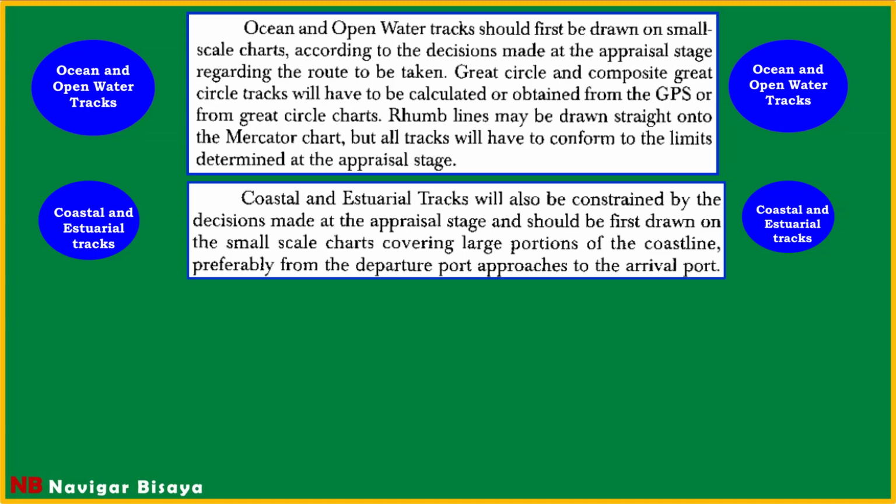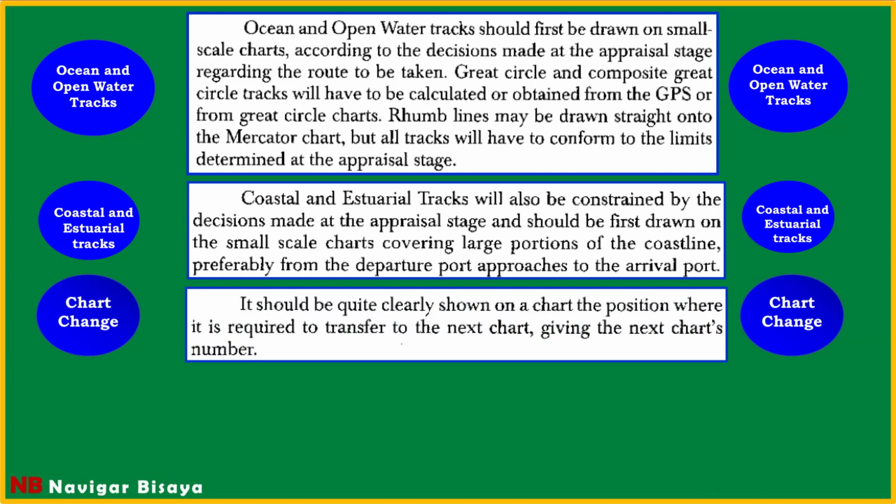Coastal and estuarial tracks. Coastal and estuarial tracks will also be constrained by the decision made at the appraisal stage and should be first drawn on a small-scale chart covering a large portion of the coastline, preferably from the departure port to the arrival port. Change of chart. When changing charts, it should be quite clearly shown on the chart the position where it is required to transfer to the next chart, giving the next chart number.